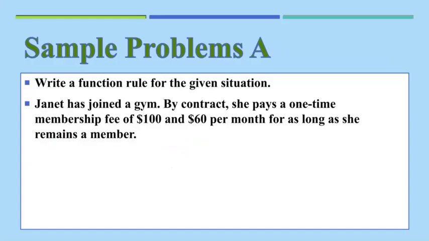Next, Janet has joined a gym. By contract, she pays a one-time membership fee of $100 and $60 per month for as long as she remains a member. So this would be f of x equaling, so it's $60 per month, so 60x, plus you have a membership fee of $100 that you have to pay no matter what. So our function rule would be f of x equaling 60x plus 100.